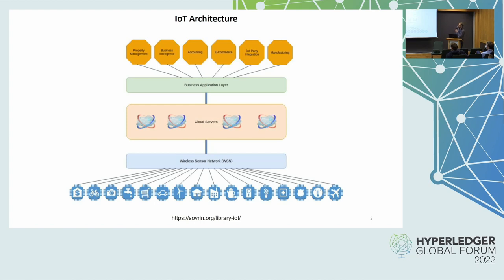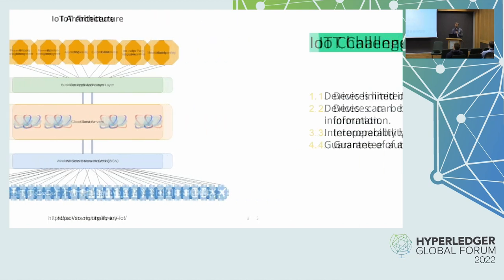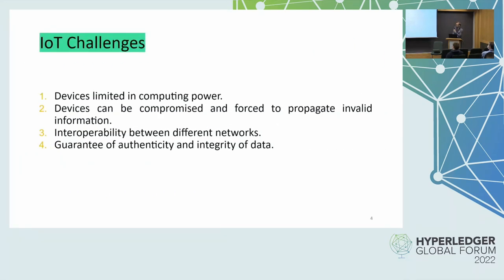This was a common concept of architecture. You have the applications, the business applications layer, then we have the cloud servers and the wireless sensor network. In the middle of that, we have the IoT middlewares, where those IoT devices usually connect and send their data. Okay, we have a few challenges in the IoT field.